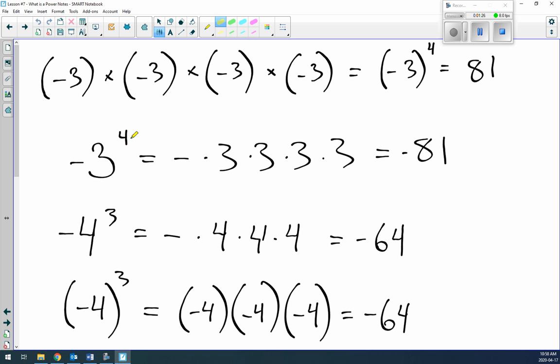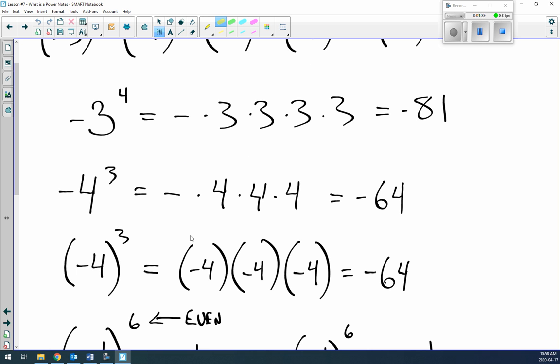Negative 3 here to the 4. Okay, well, the 4 goes with the 3. It doesn't go with the negative. So the negative is kind of sitting out the front there. If you want, you can write it as a negative 1 just to keep yourself organized with that one. But it's 3 times 3 times 3 times 3, which is 81, and then becomes a negative. Same with the 4 here. Negative 4 to the 3. That negative's kind of out the front there. So 4 times 4 times 4 is negative 64.